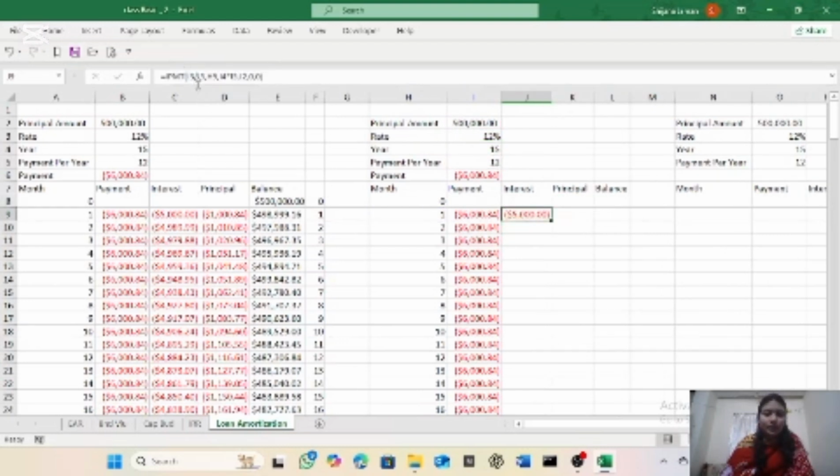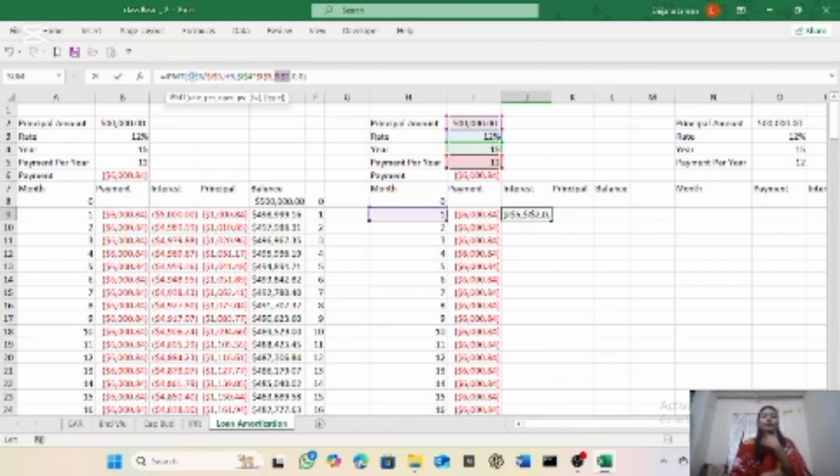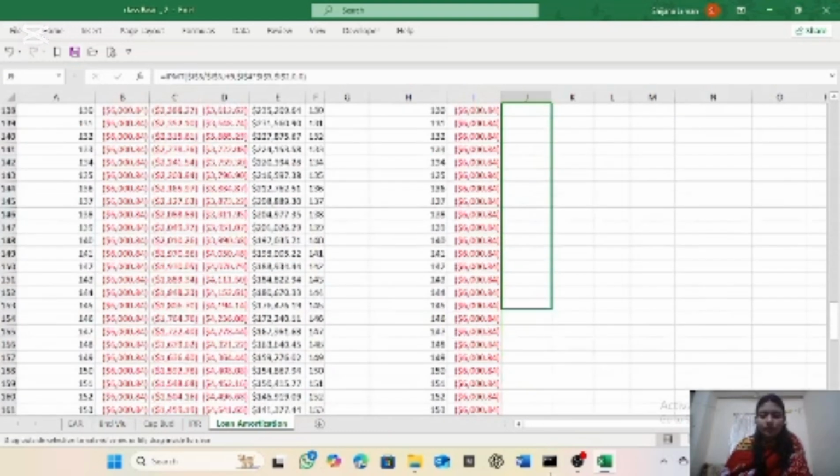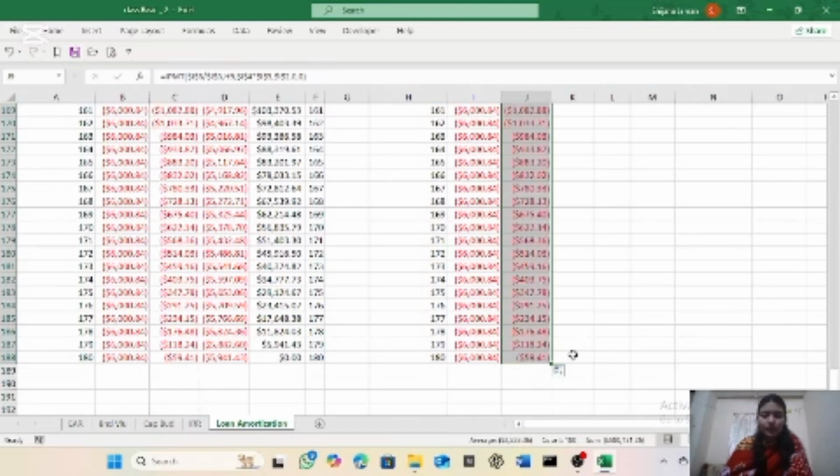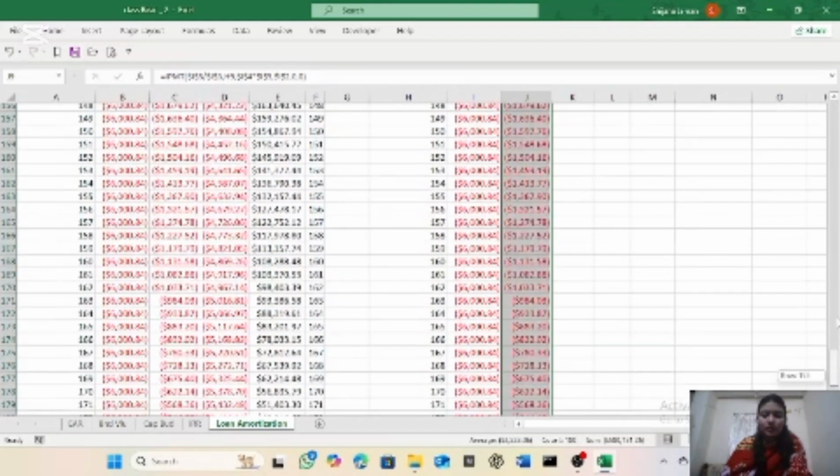We have to freeze it. To fill the entire series, function F4, we fill the entire formula without the period. H9, here H9 is our period cell. Yeah, this is our interest.